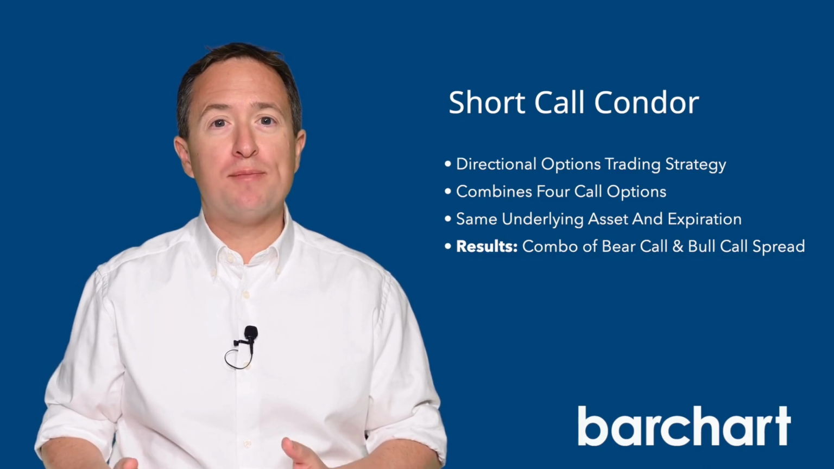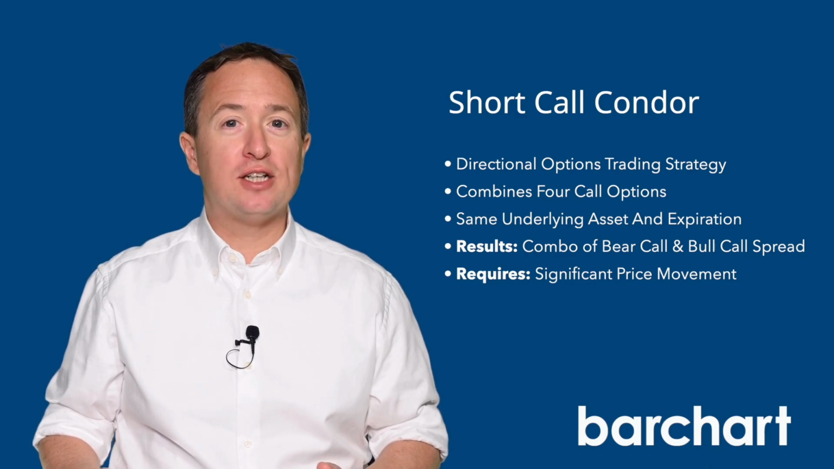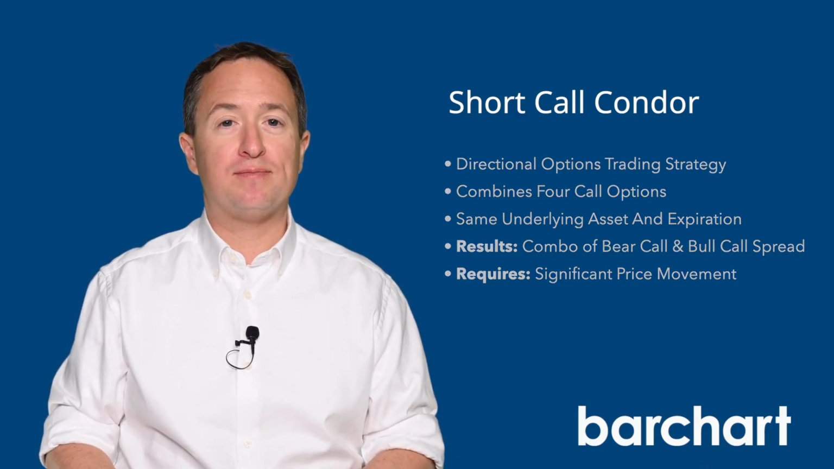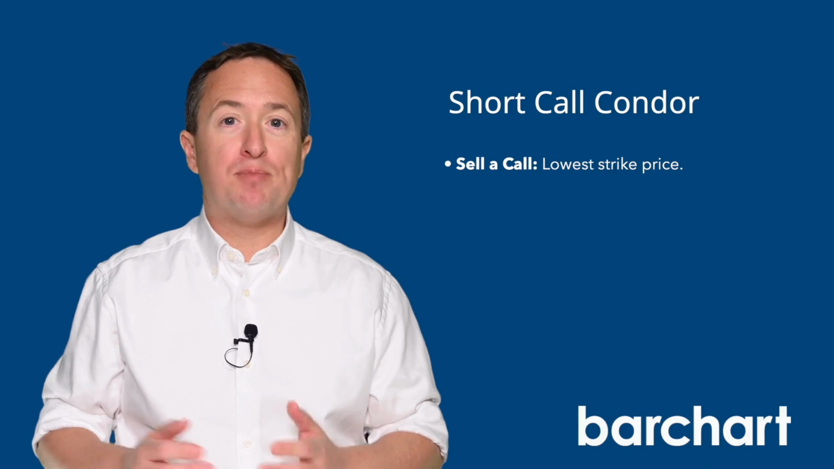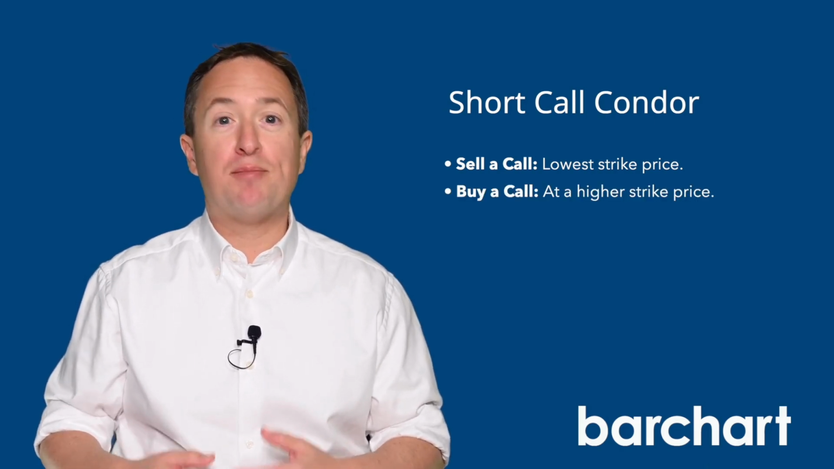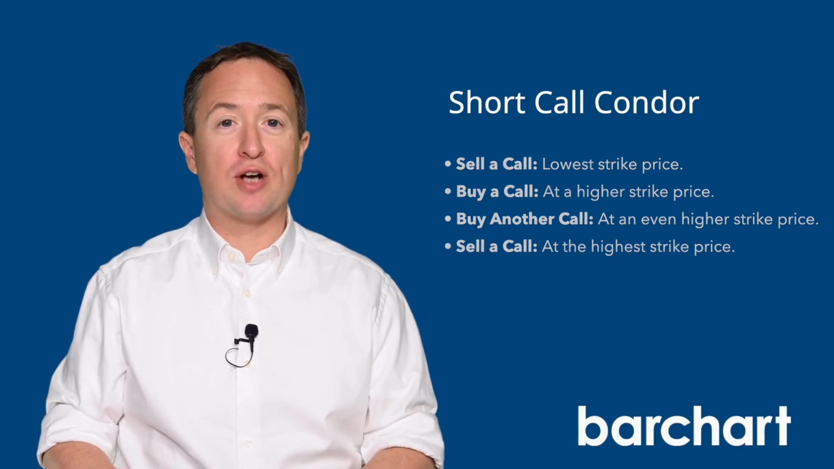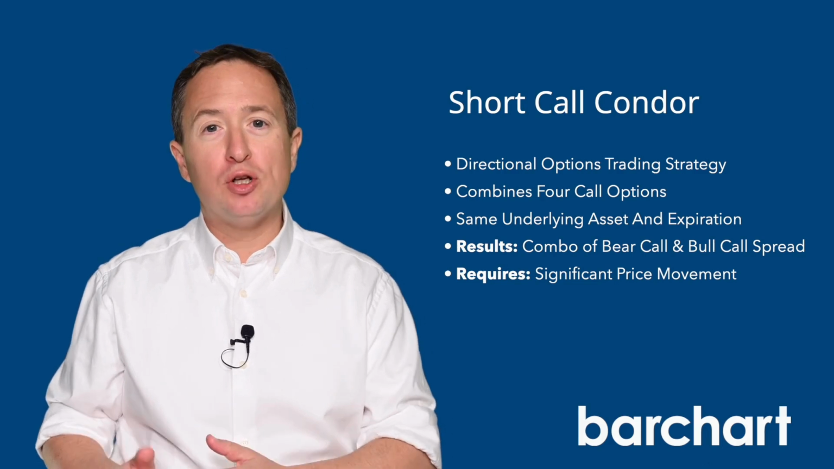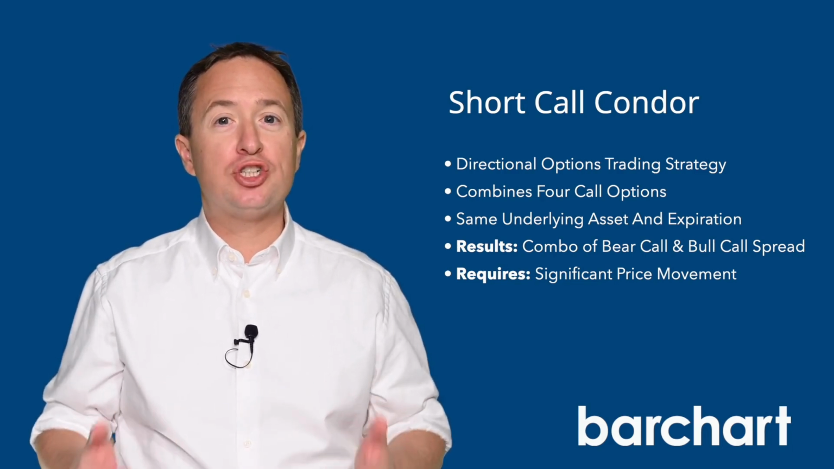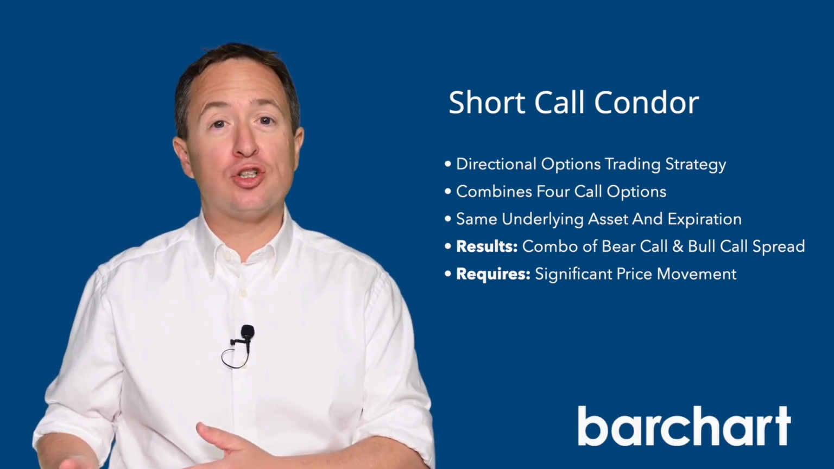The result is a combination of a bear call spread and a bull call spread, and works best when you expect the underlying asset to have significant price movement. To set up the trade, you'll sell a call option at one strike, then buy a call at a higher strike, buy another at an even higher strike, and finally sell a call at the highest strike. The result is a combination of a bear call and a bull call spread that creates a short call condor, resulting in a net premium, also known as a net credit.